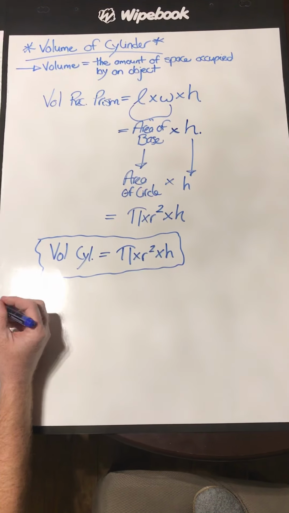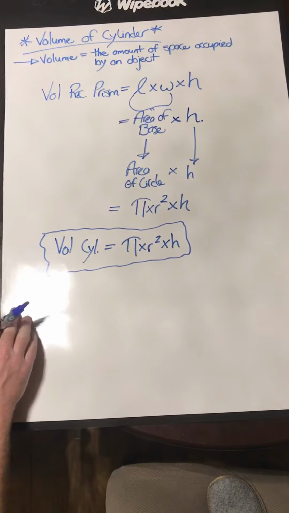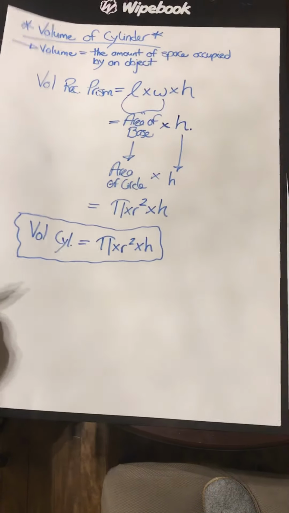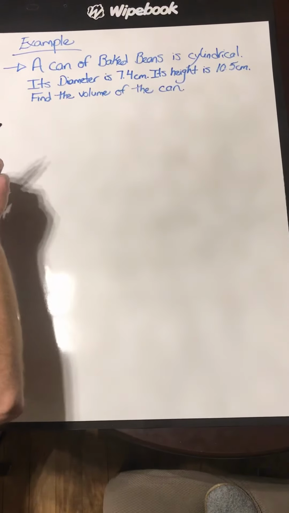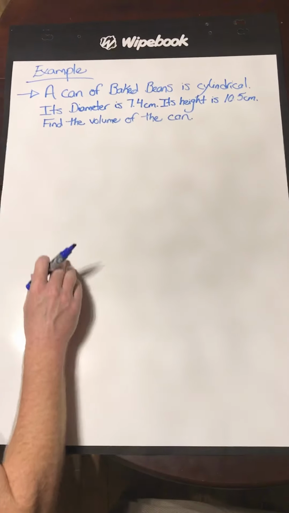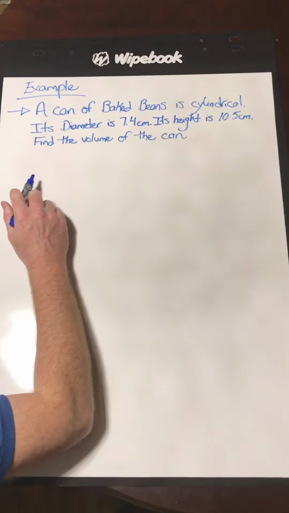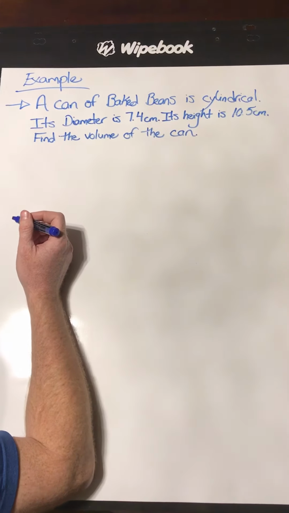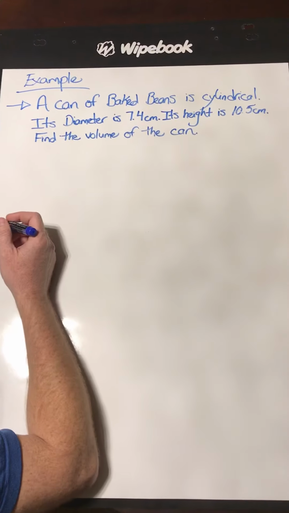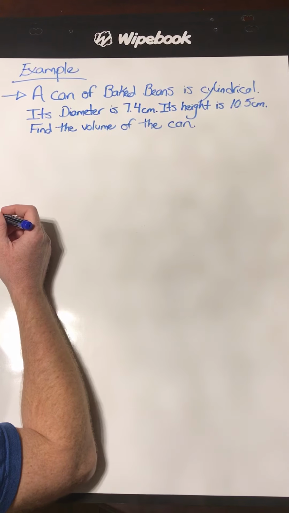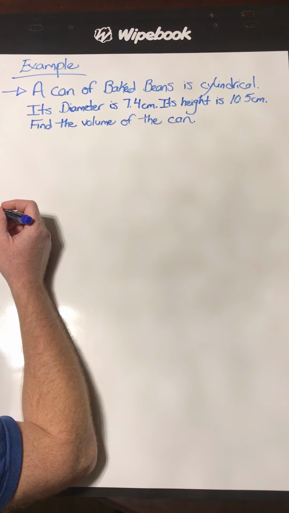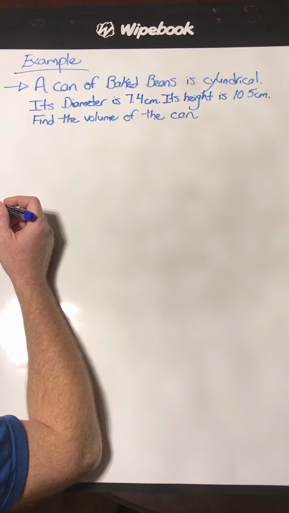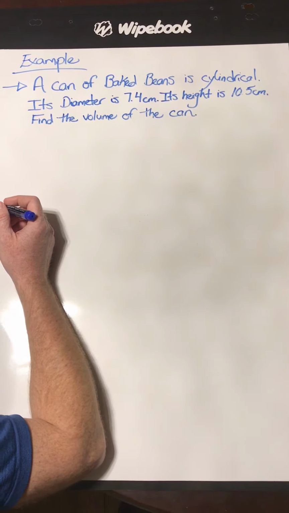And again, we're going to do an example to practice. So our example is a can of baked beans is cylindrical. Its diameter is 7.4 centimeters. Its height is 10.5 centimeters. Find the volume of the can.